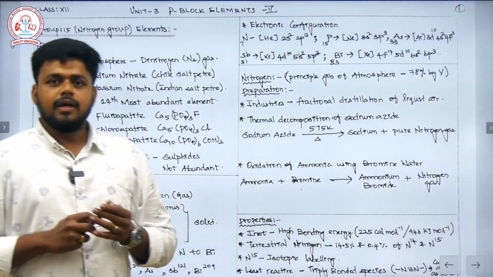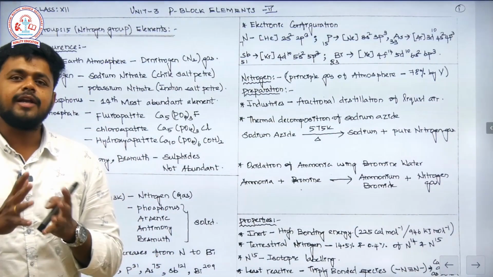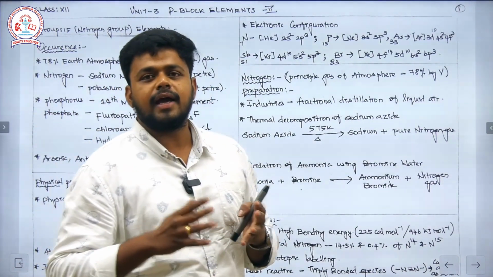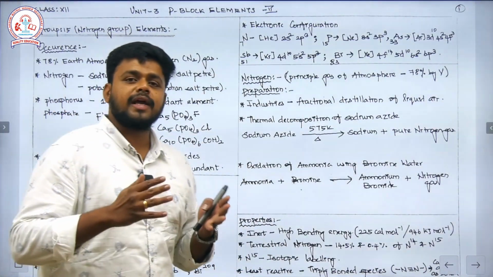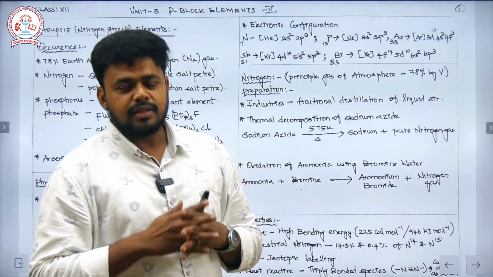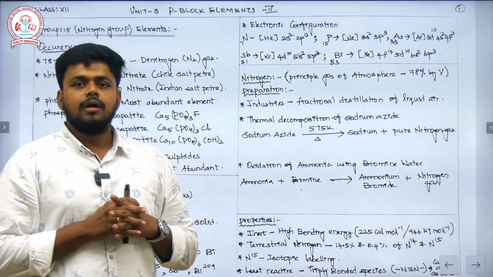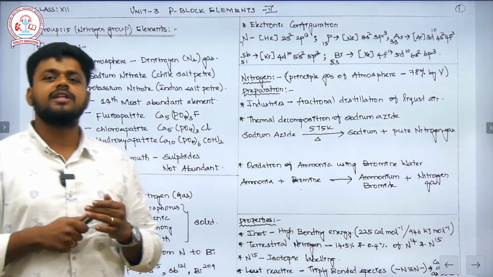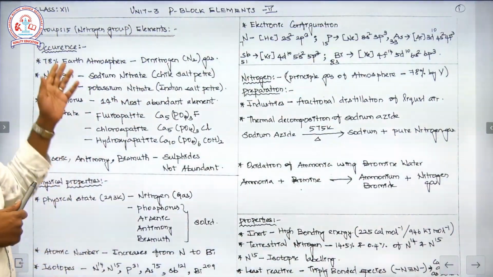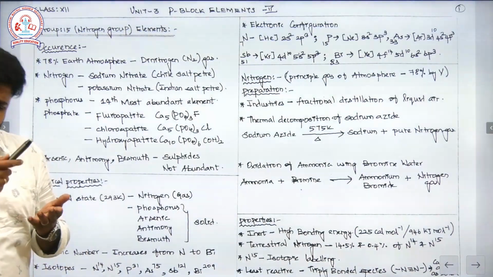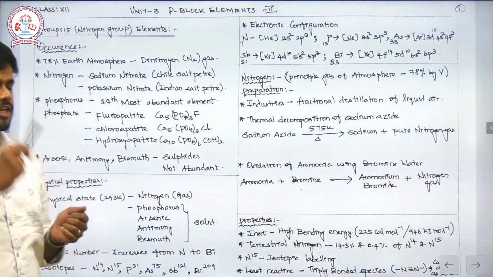In the P block elements 1, which we saw in unit 2, we completely covered the boron family and the carbon family. After that, P block elements 2 has the rest of the families, from group 15 to group 18. To begin with, group 15 is the nitrogen family. Nitrogen belongs to group 15, and the family is called the nitrogens. We have seen it in unit 2 itself.